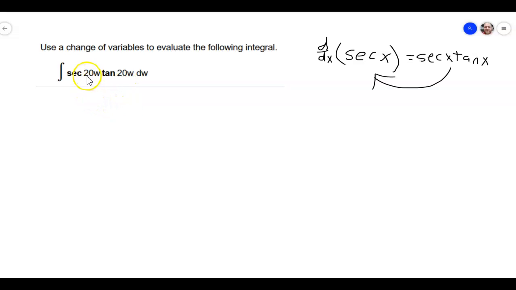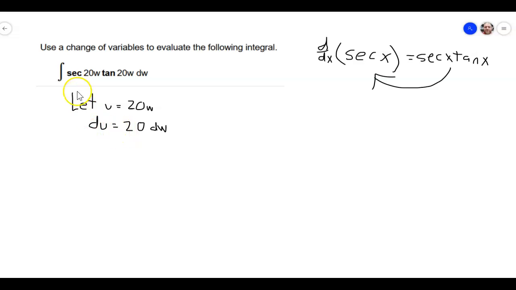That means that I want to let my u substitution here just be the 20w, so that way I can get it looking just like this over here. So here I'm going to let u equal 20w. That means my derivative of u is going to equal 20 times dw.